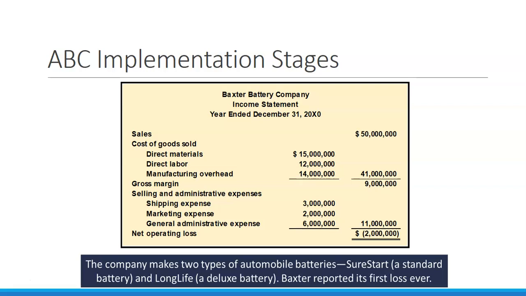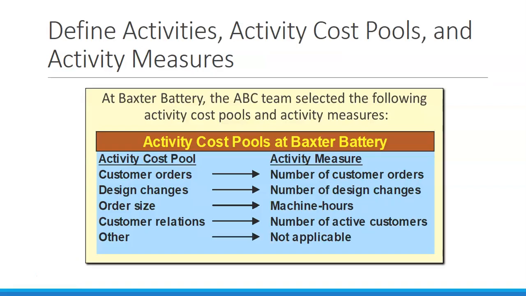So we have this organization that makes batteries, and we have information about their cost structure. So we have our income statement. We see here that this is the first operating loss this company has ever had. So they're going to start looking at the information, one, to try to figure out what caused a loss. They get an activity-based costing team together, and they select the following activity pools and activity measures.